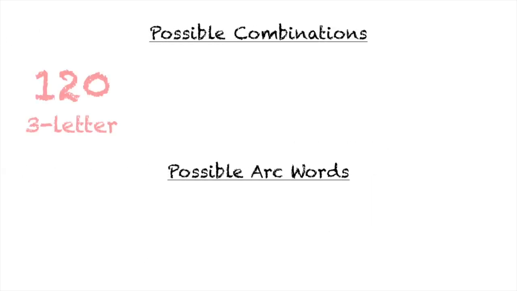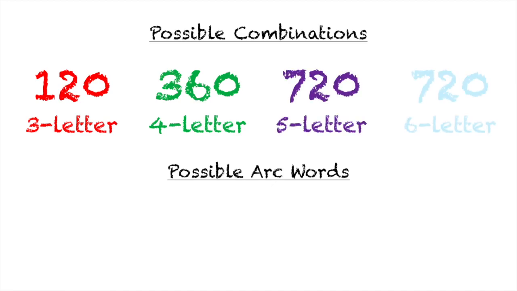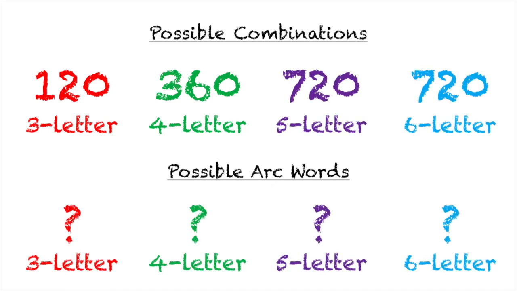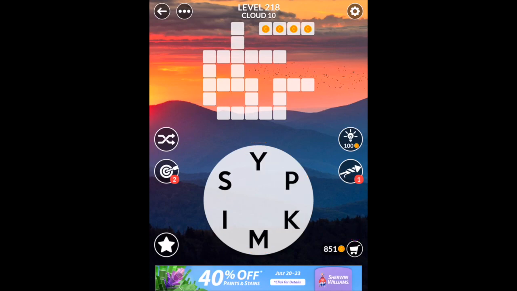Now that we have found all the possible combinations for each type of word, we now need to find how many arc words there are for each type. You can start from any of the 6 letters, and you can go clockwise or counterclockwise from each spot, making a total of 12 arc words for each number of letters.